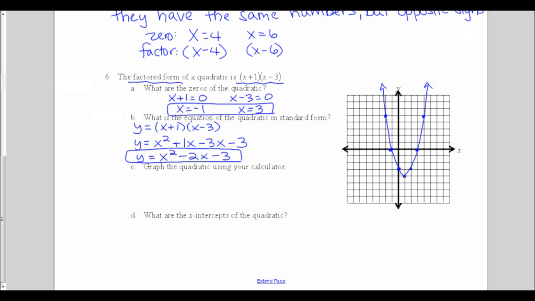So what are the x-intercepts of the quadratic? The x-intercepts are x equals negative 1. I can also write that as negative 1, 0 if I want to write it as a point. And x equals 3, which I could also write as 3, 0 if I wanted to write it as a point. So does this seem like it's working out? The x-intercepts of the quadratic are the same as the zeros of the quadratic. Everything looks good so far.